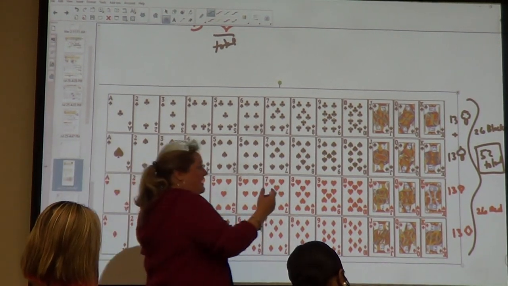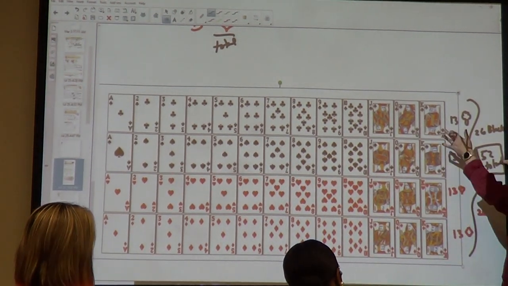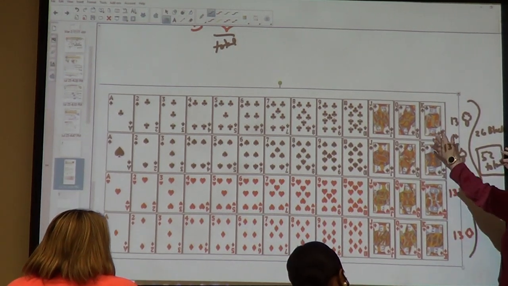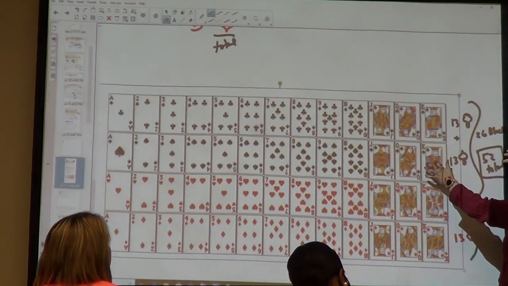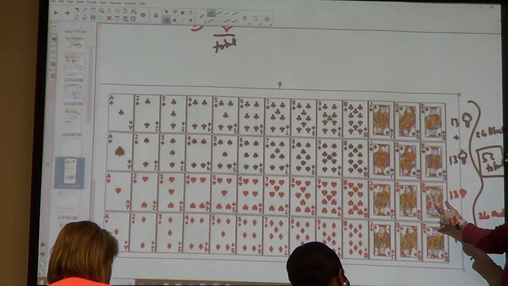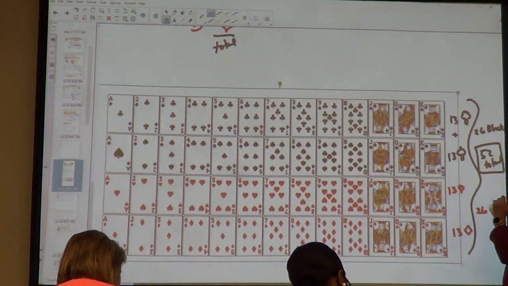You do have this downstairs when you test. There's 52 total cards, and there's four suits. So if you do 52 divided by four, that gives you 13 of each. So 13 clubs, 13 spades, 13 hearts, 13 diamonds. Half of them are red. So 52 cut in half is 26. And half of them are black.